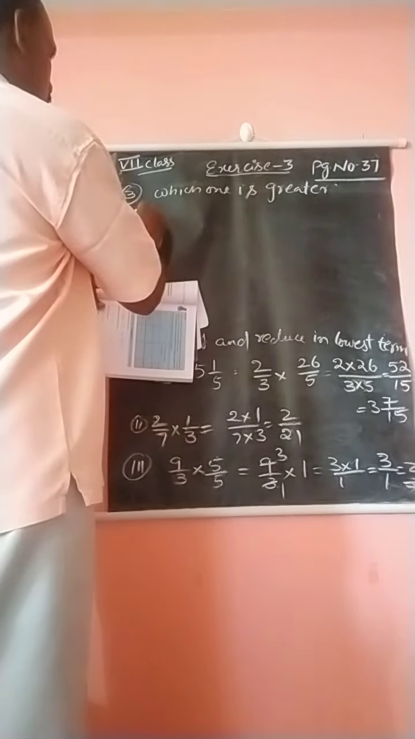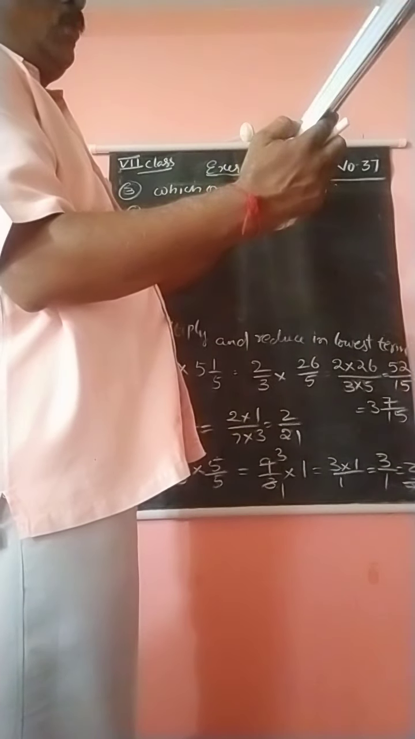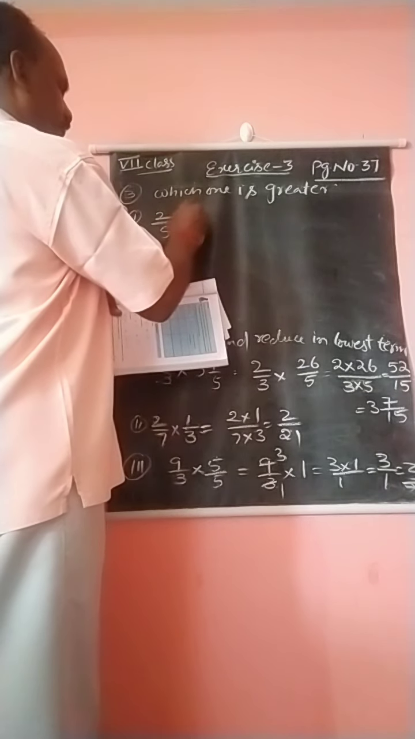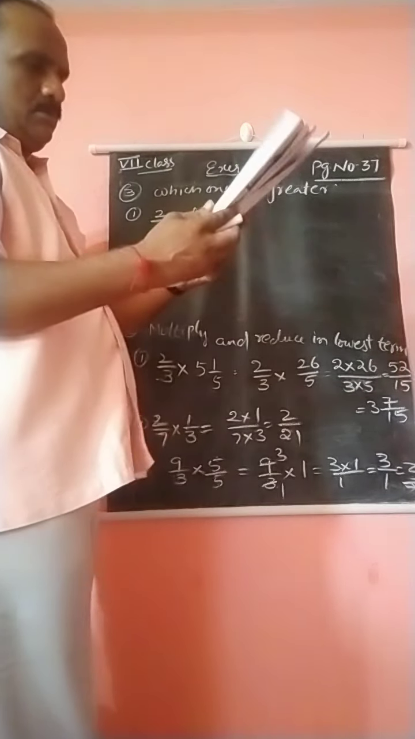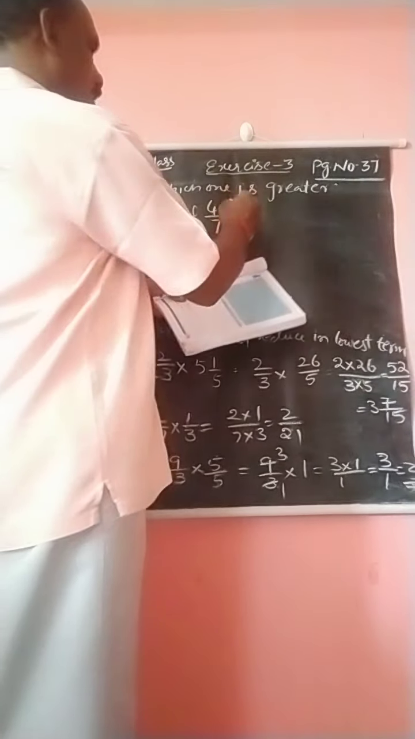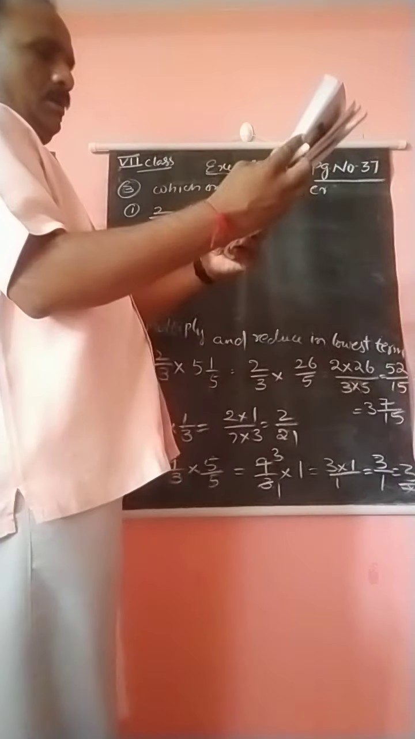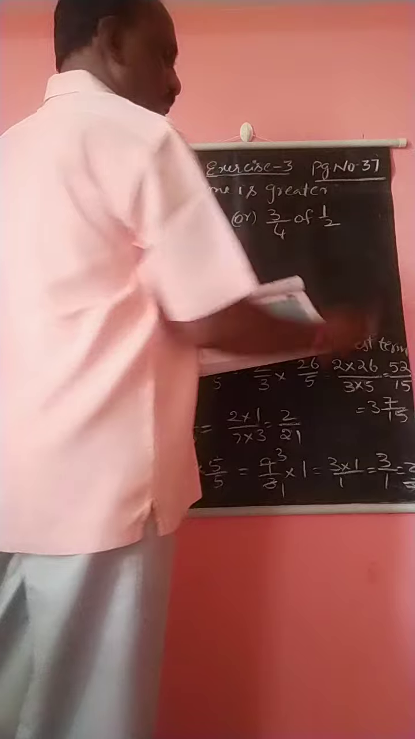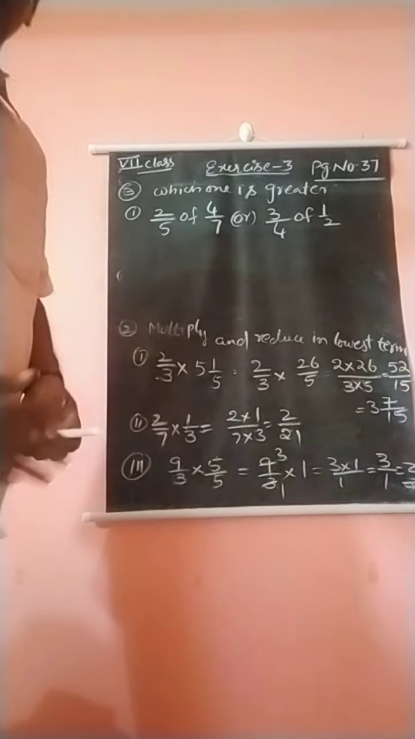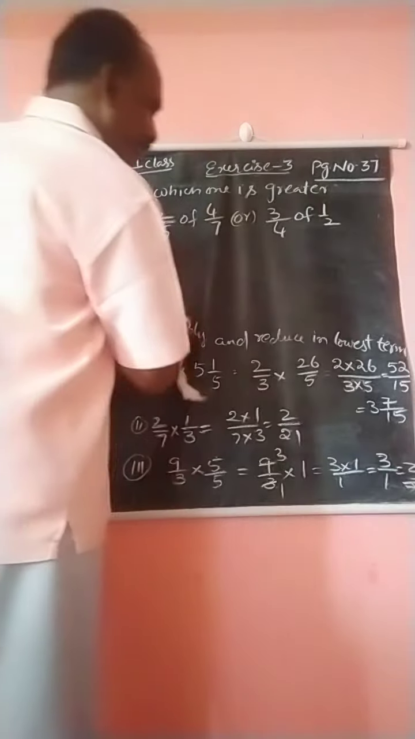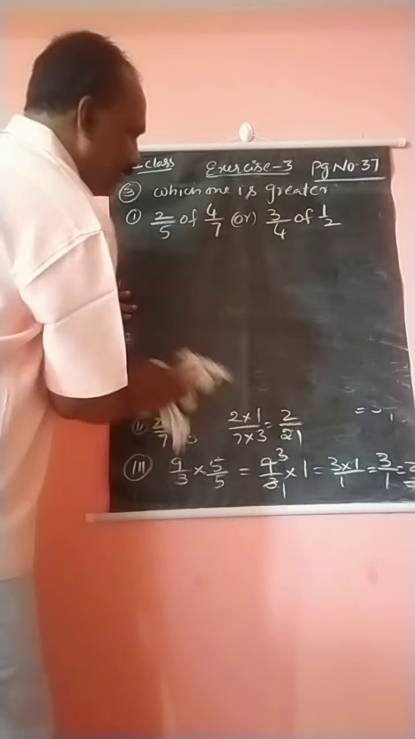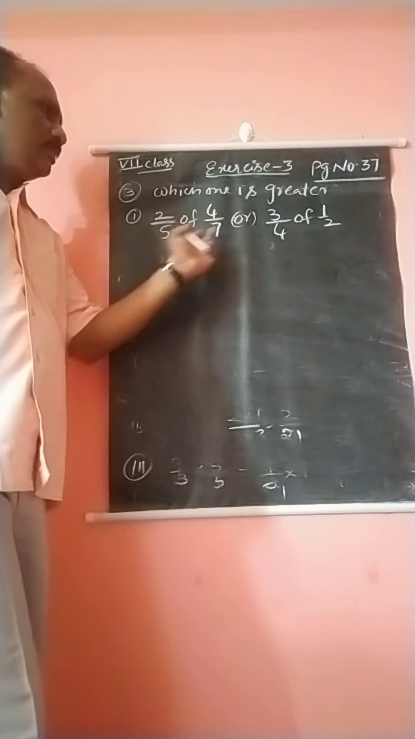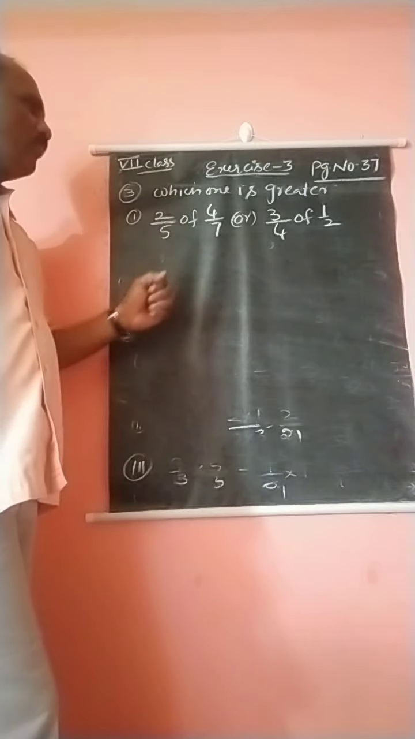The first problem: 2 by 5 of 4 by 7 or 3 by 4 of 1 by 2. Now look here, 2 by 5 of 4 by 7 or 3 by 4 of 1 by 2. So there are two problems. This one is one and this one is one. So in these two, comparing them, we want to identify which one is greater.